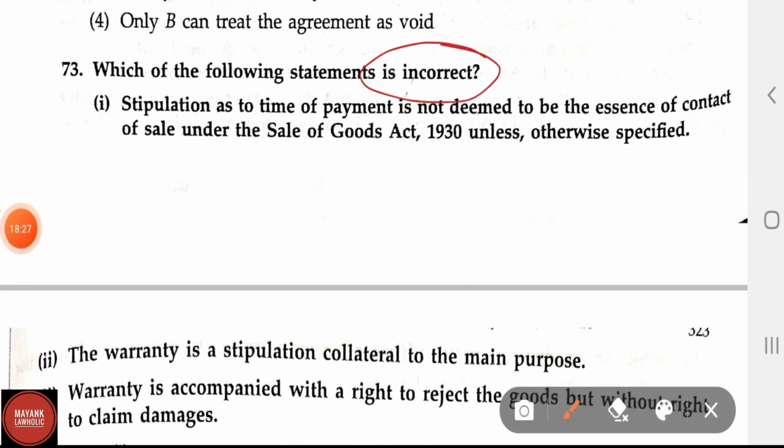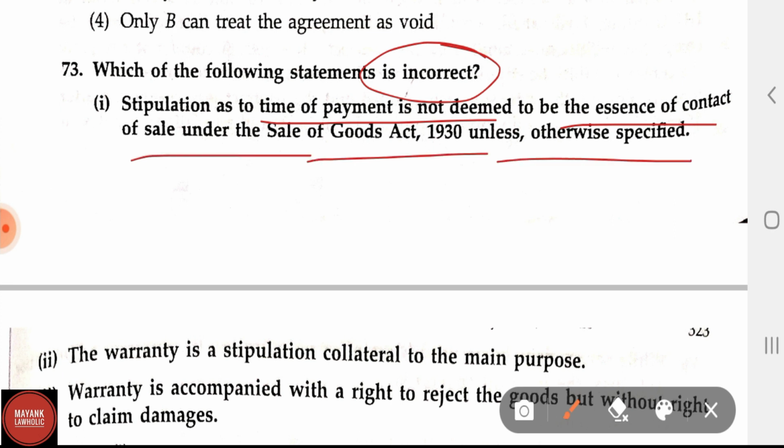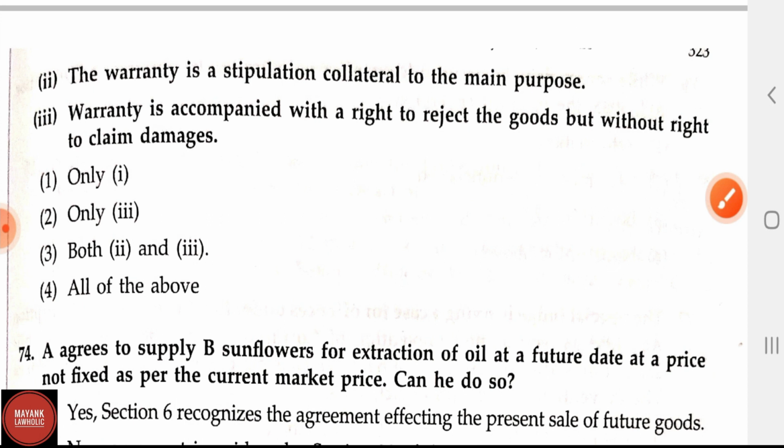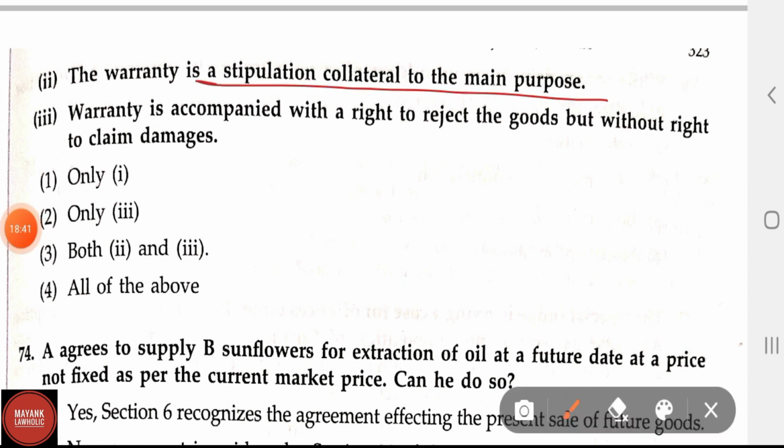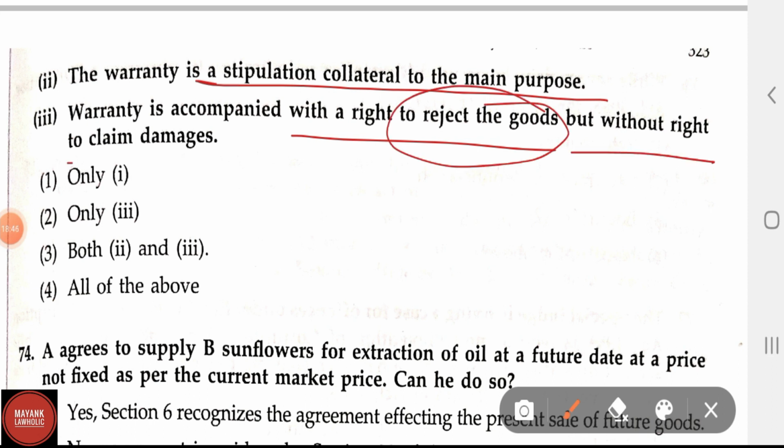Which of the following statements is incorrect? In this question, an incorrect statement is asked. Option 1: stipulation as to time of payment is not deemed to be the essence of the contract of sale under the Sale of Goods Act 1930 unless otherwise specified. Option 2: the warranty is a stipulation collateral to the main purpose. Option 3: warranty is accompanied with the right to reject the goods but without the right to claim damages.